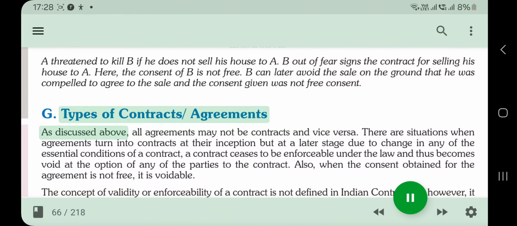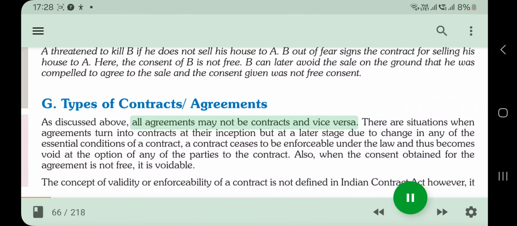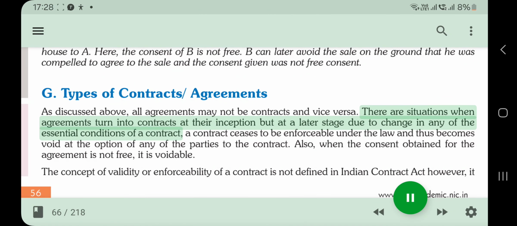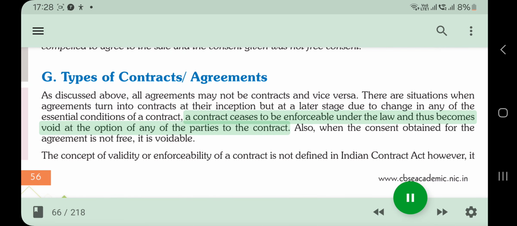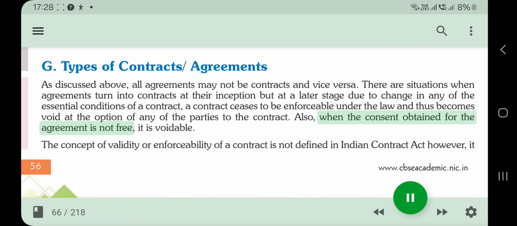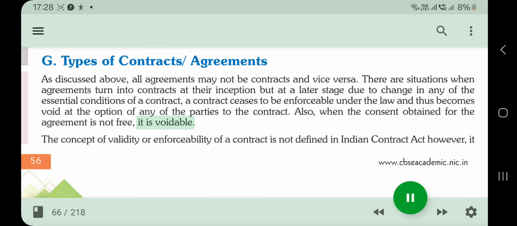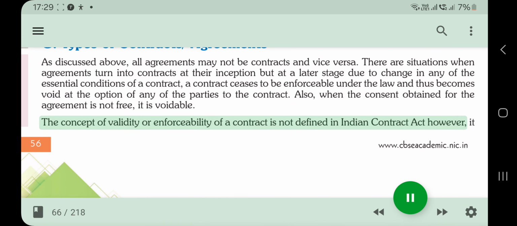G. Types of contracts, agreements. As discussed above, all agreements may not be contracts and vice versa. There are situations when agreements turn into contracts at their inception, but at a later stage, due to change in any of the essential conditions, a contract ceases to be enforceable under the law and thus becomes void at the option of any of the parties to the contract. Also, when the consent obtained for the agreement is not free, it is voidable. The concept of validity or enforceability of a contract is not defined in the Indian Contract Act, however.